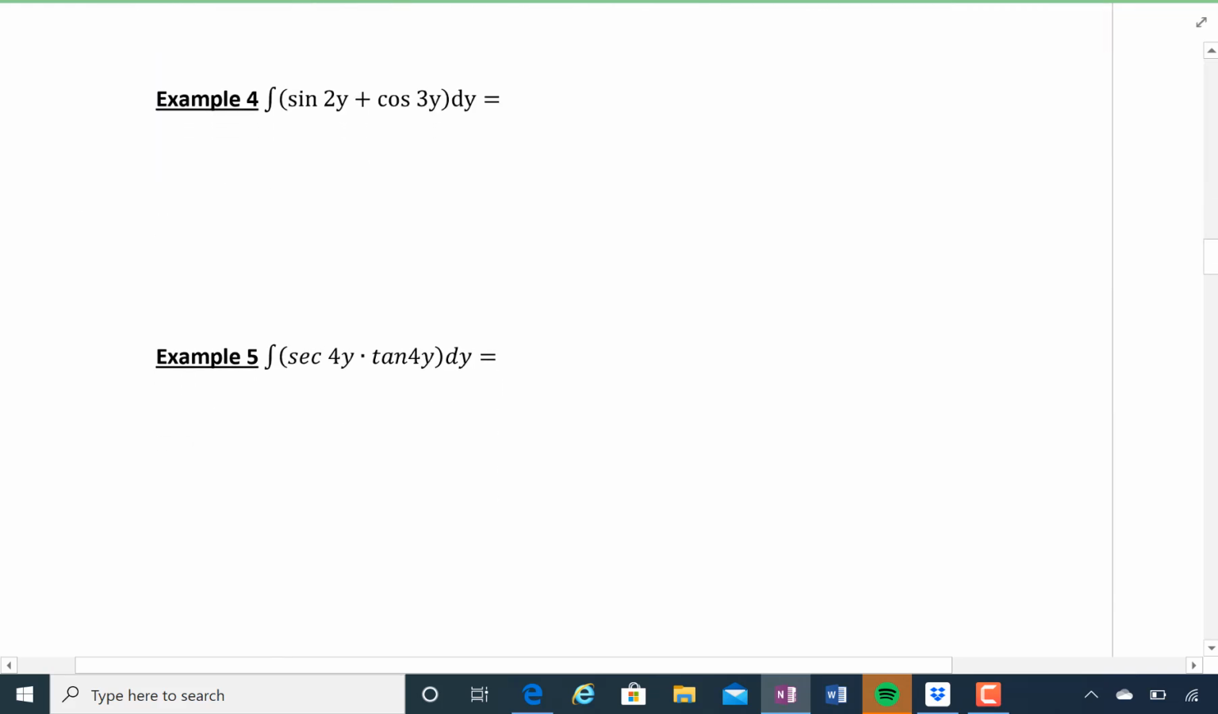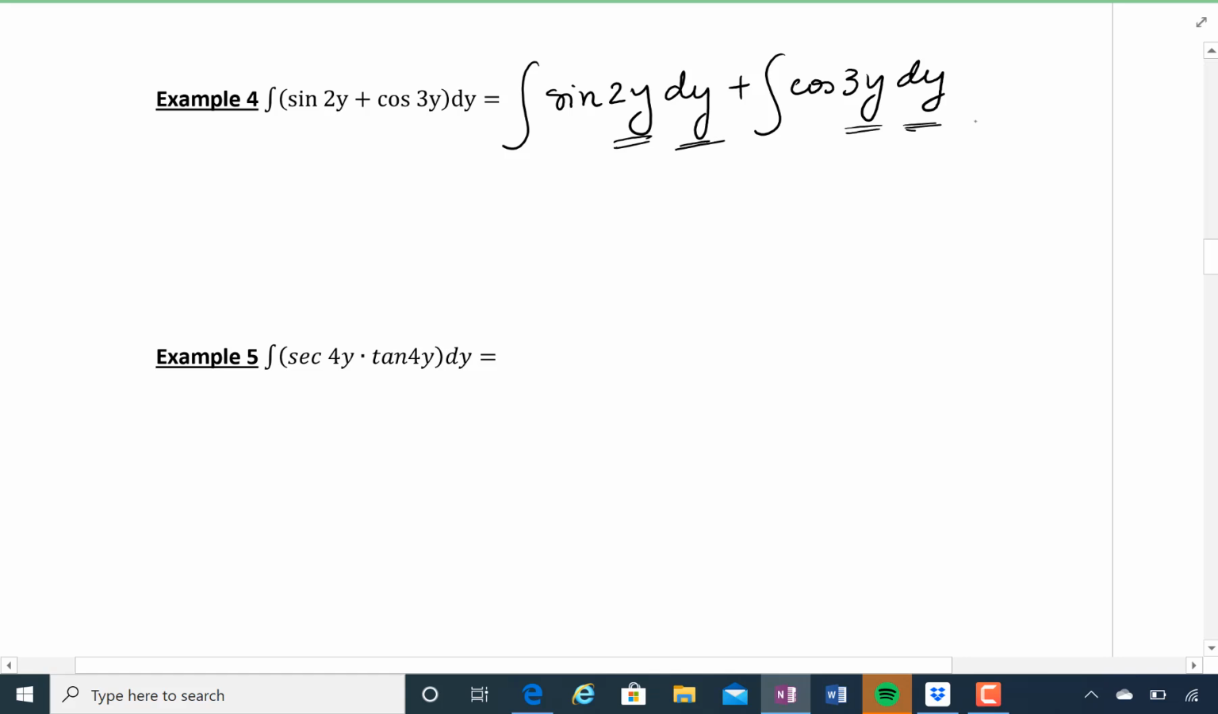Okay, how about 4? Again, I'm going to distribute, so integral of sine of 2y dy plus integral of cosine of 3y dy. So the variable is the same as the d, so we are okay.